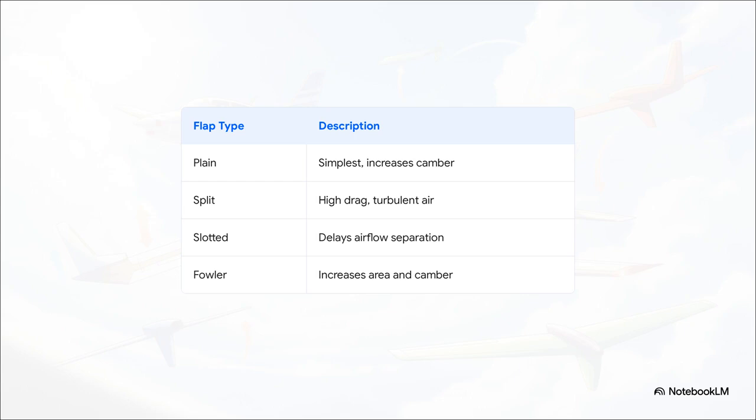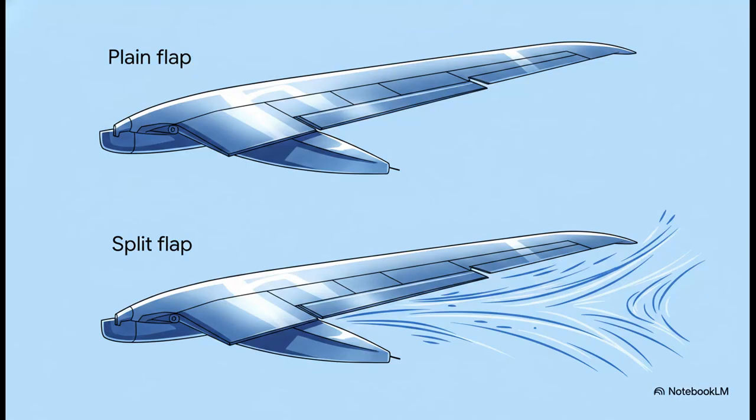Let's break them down. Plain and split flaps are the simplest designs out there. The plain flap just hinges down, which increases the wing's camber. That gives you a solid bump in lift, but also moves the center of pressure aft, pitching the nose down. The split flap is a little different. It only deflects from the lower surface of the wing. While it generates slightly more lift than a plain flap, it mostly just creates a massive amount of drag because of the turbulent wake it leaves right behind the wing. Ultimately, when fully extended, both of these produce high drag with very little extra lift.